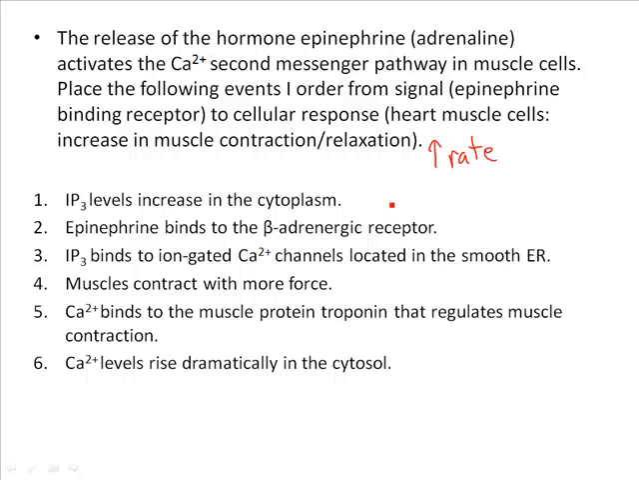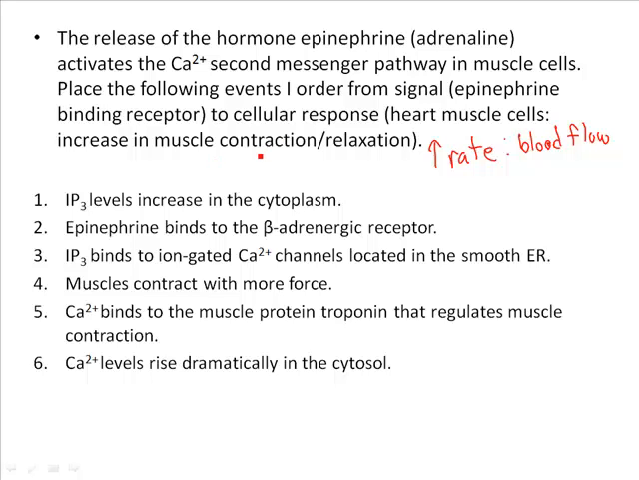So when we're under stress, the heart rate is going to increase, which is going to increase the delivery of blood to the rest of our cells. Now, before I show you how calcium can mediate such an event, I want you to put the following events in order. Starting with signal, which is epinephrine binding the beta-adrenergic receptor on the surface of heart cells, and then ultimately to the cellular response, which is an increase in heart rate.